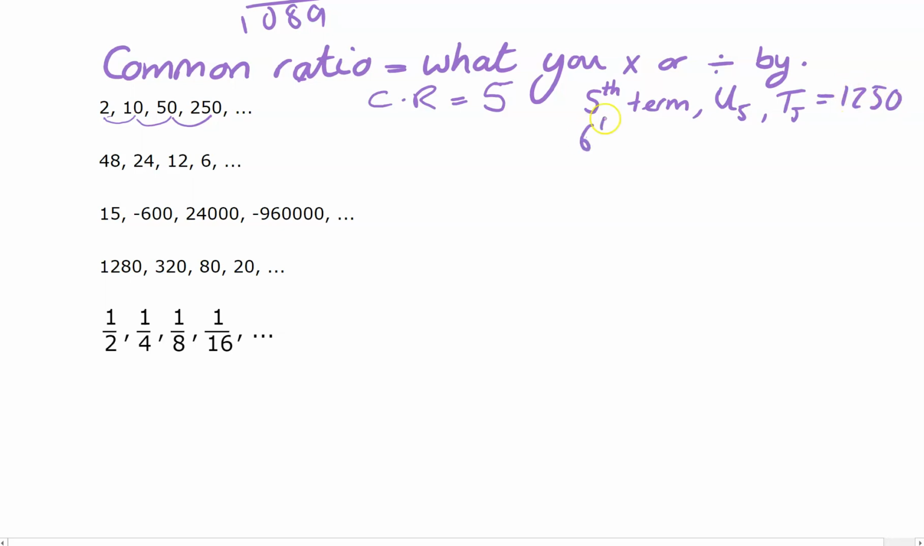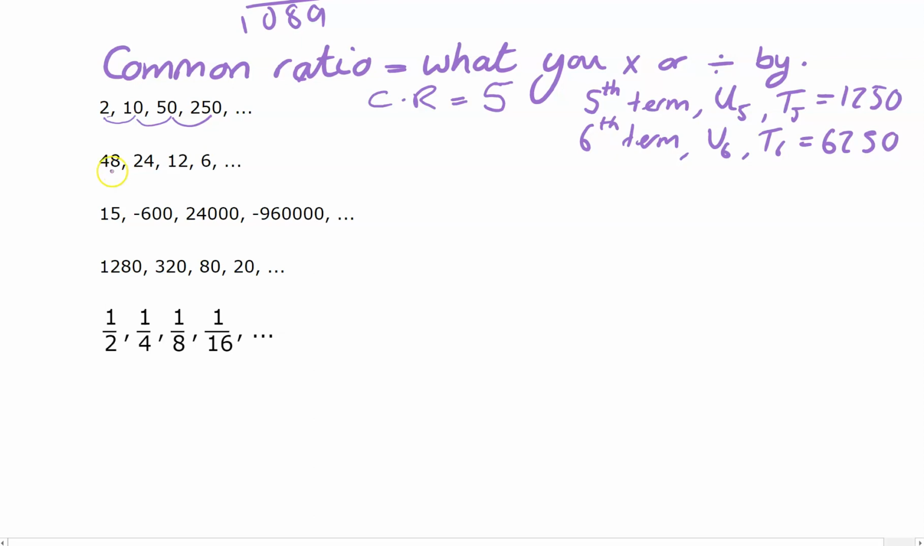And then the sixth term, or U6 or T6, is going to be 1,250 times 5, that is 620. What about 625? Yes, it is 625 because in my head I was doing 125 times 5. But it's going to be 6,250 because I've got an extra 0. It's fairly easy, isn't it? It's just knowing your times tables in that one.